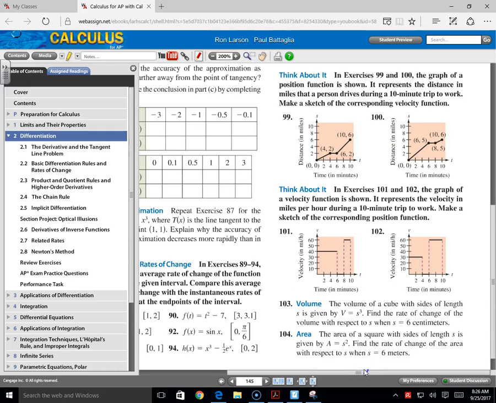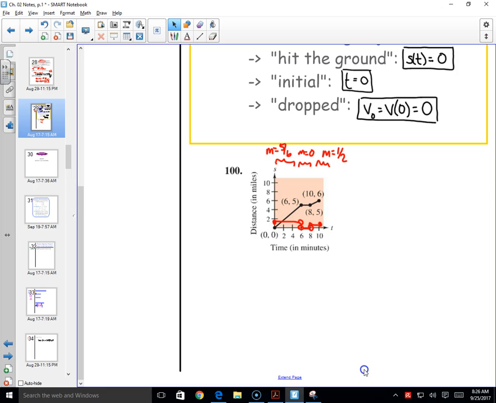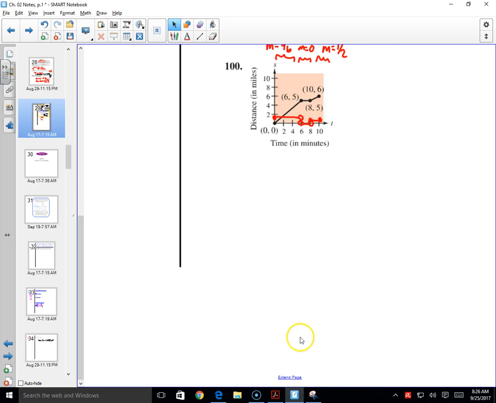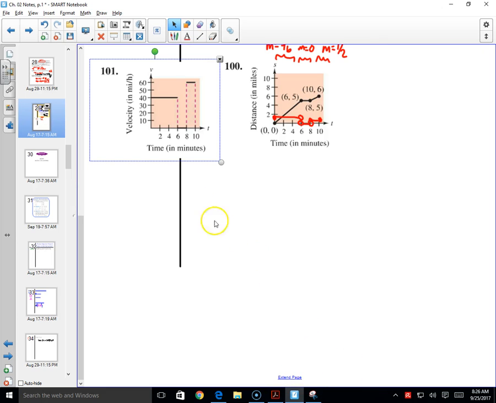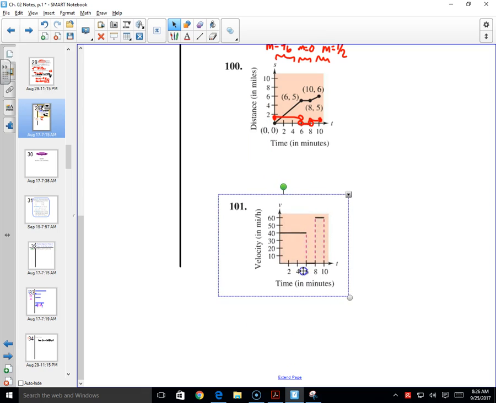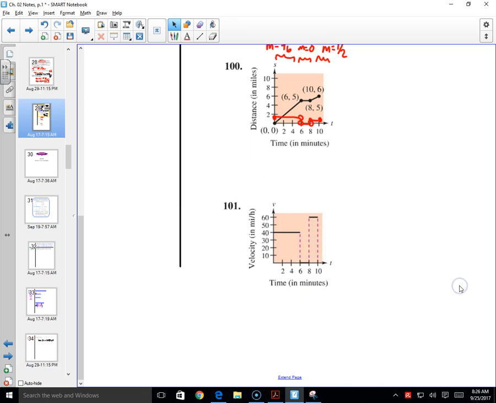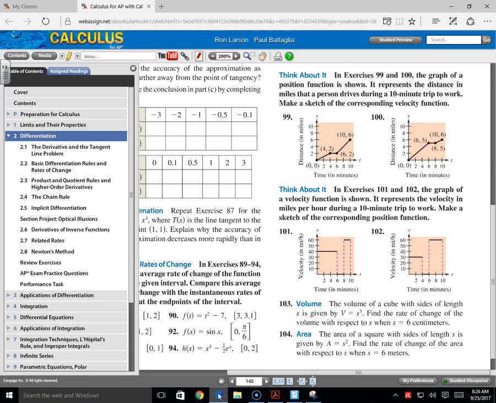So number 101, we talked about how it's different because it's given velocity and not given position. So how would we find the position function? Now we're working backwards. Slope is 40. So now we're trying to do position. Hold on, let's look at the directions really quickly. It represents the velocity in miles per hour during a 10-minute trip to work. Make a sketch of the corresponding position function.